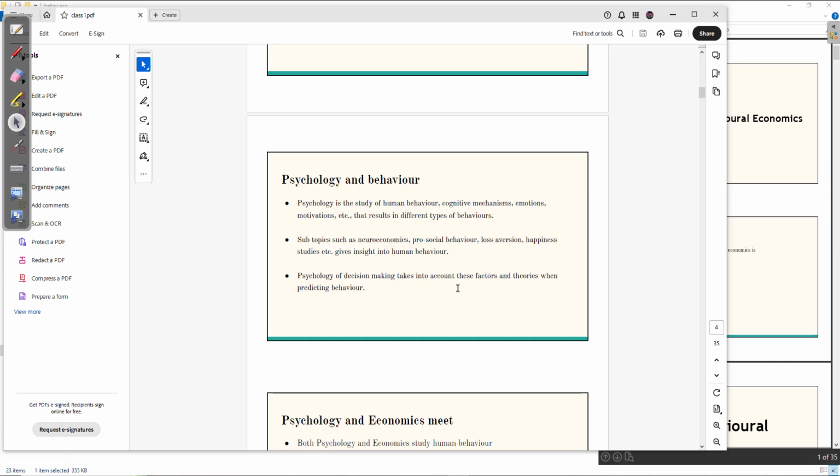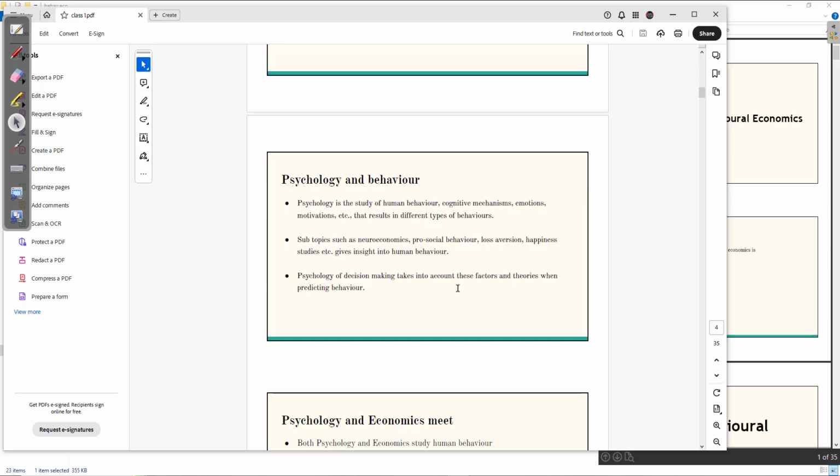The same person can behave in two different ways under the impact of these emotions and cognitive mechanisms. You can act differently in different situations. So that's the idea, and this is what psychology is studying. Subtopics such as neuroeconomics, pro-social behavior, loss aversion, happiness studies, all these give insight into human behavior.